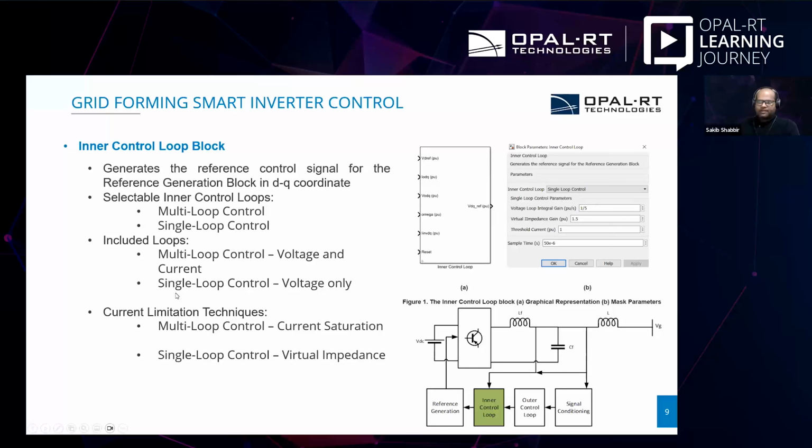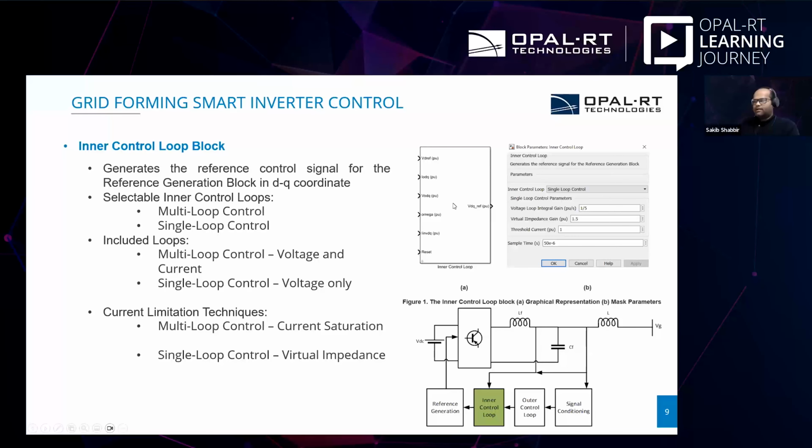Due to the absence of the current control loop, this single control loop is susceptible to the flow of higher current during larger disturbances. As a safeguard, we have introduced virtual impedance with the single control loop, so that whenever there is a situation of higher current flowing through the circuit, this virtual impedance can act as a safeguard to protect the equipment it is connected with. Whereas in the multi-loop control, we use a current saturation technique to curb the current to its maximum limit.